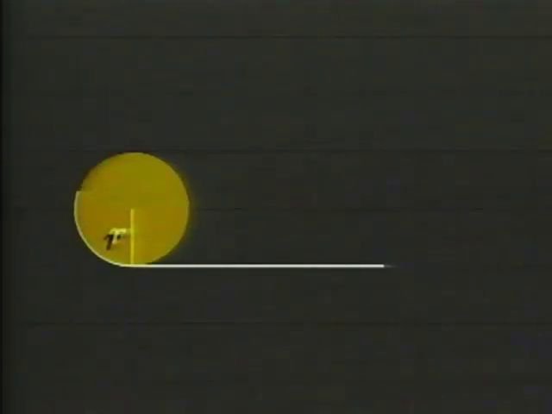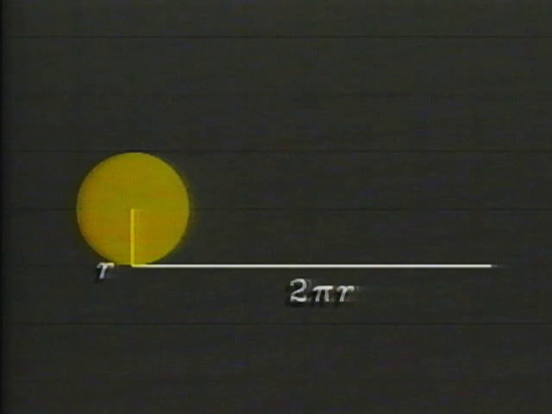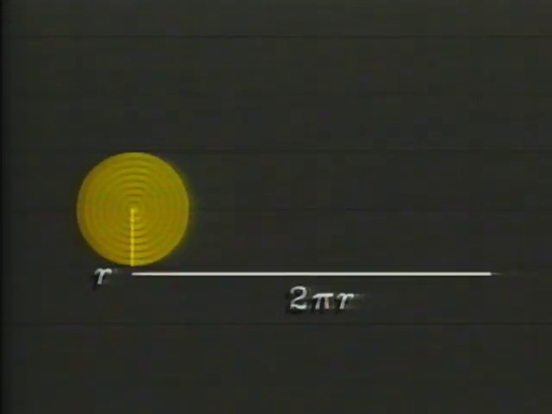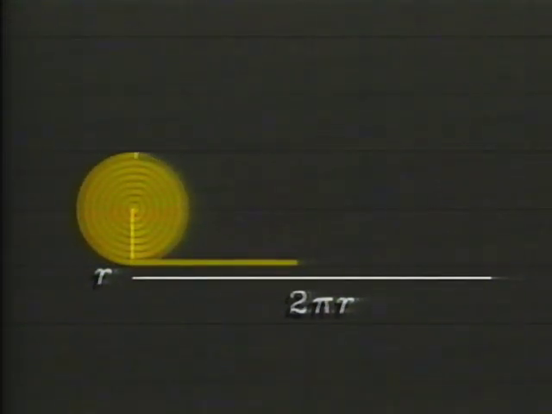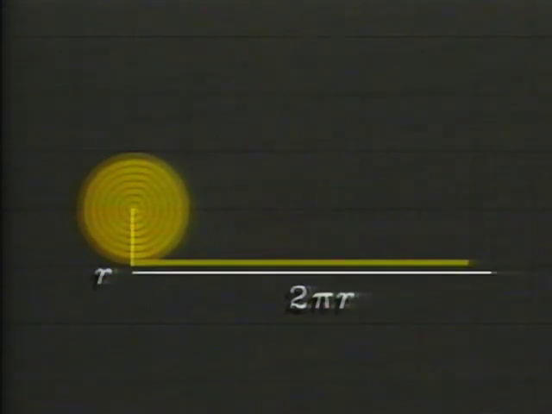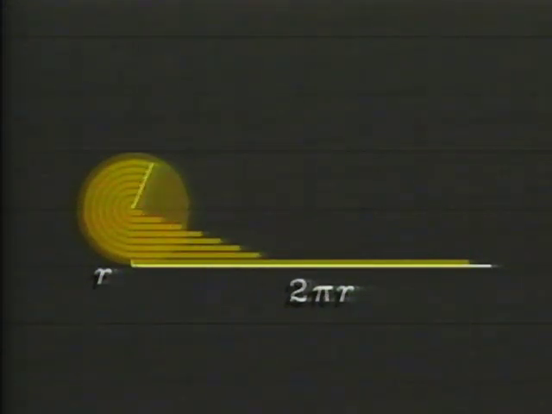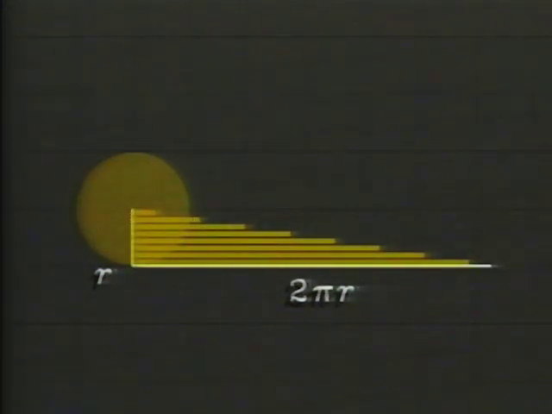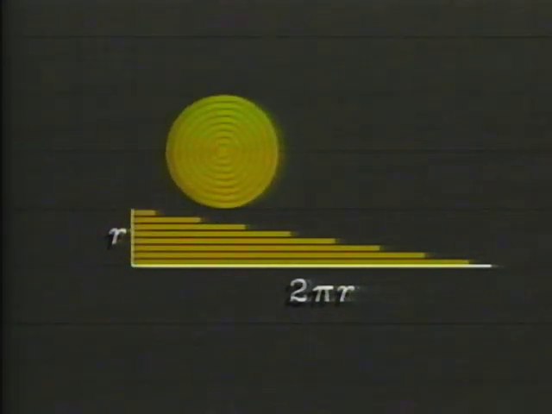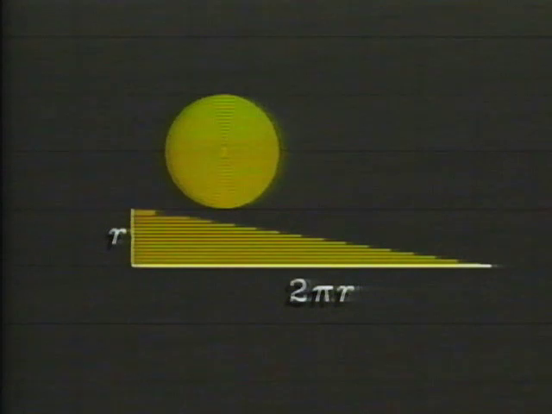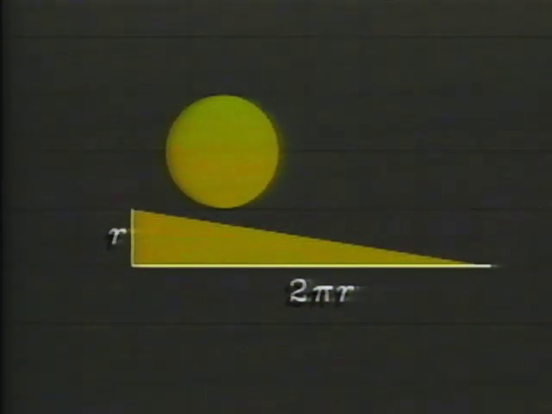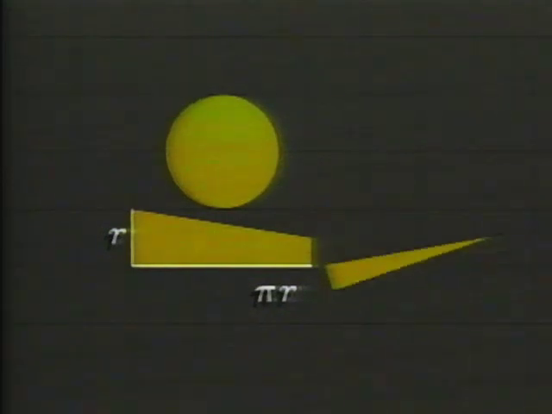Let's try it another way. Slice the disc into concentric rings and pull them out straight. Make the slices narrower and narrower, and you get a triangle. Altitude is r, the base equals the circumference, 2 pi r, so area, half the base times the altitude, is pi r squared.